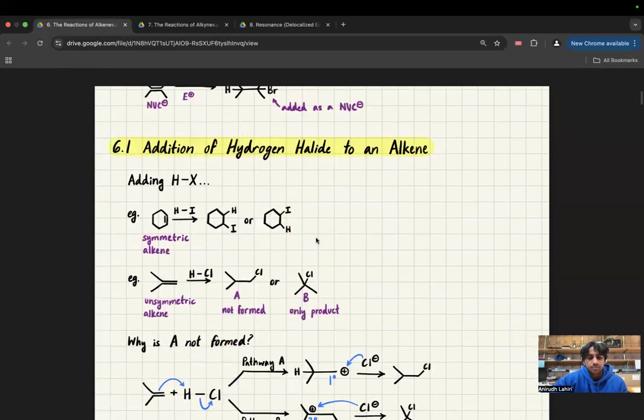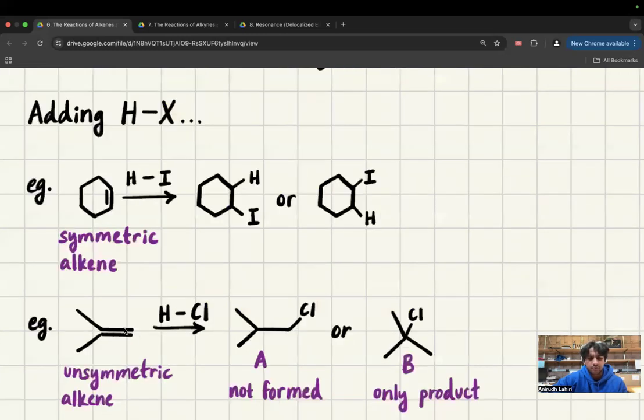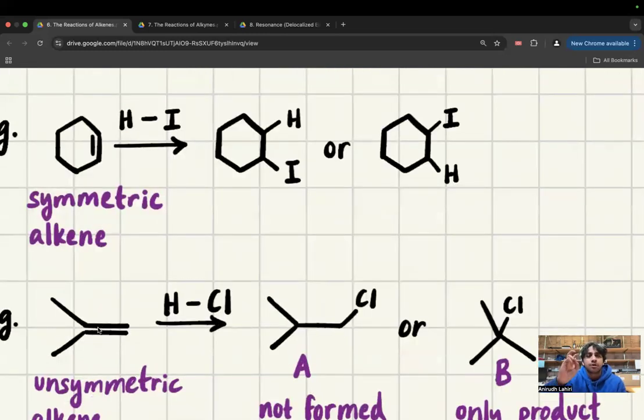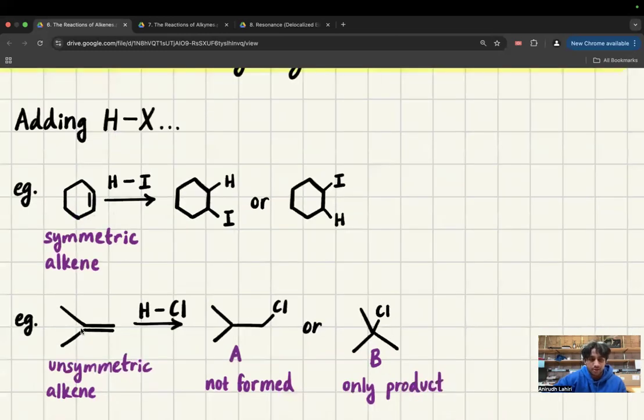Okay. So let's take a look at this unsymmetric alkene, right? So we get a specific product formed, Cl here, as opposed to this product, right? And we might be thinking, why do we add it here and not here, right? Because once this double bond goes away, we have two open spots, right? So what is the reasoning behind why we add the Cl at this position and the H at this position?